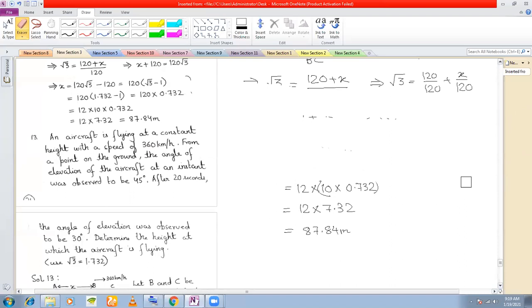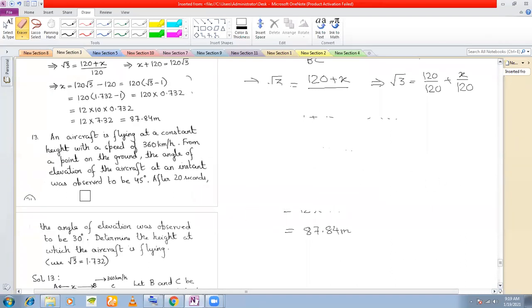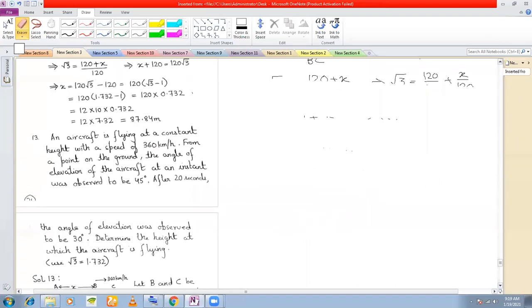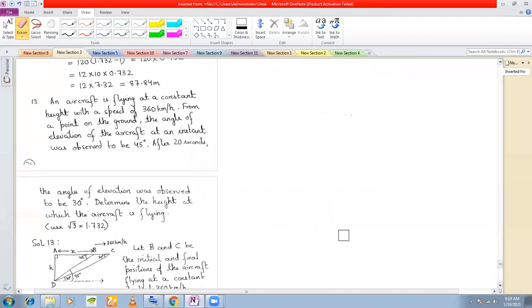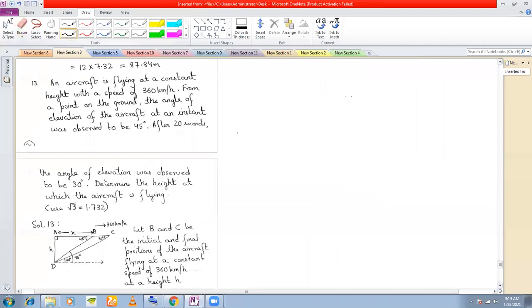From heights and distances. Next day I'm going to start circles, tangent properties. An aircraft is flying at a constant height with a speed of 360 km per hour. From a point on the ground, the angle of elevation of the aircraft at an instant was observed to be 45 degrees. After 20 seconds, the angle of elevation was observed to be 30 degrees. Determine the height at which the aircraft is flying.